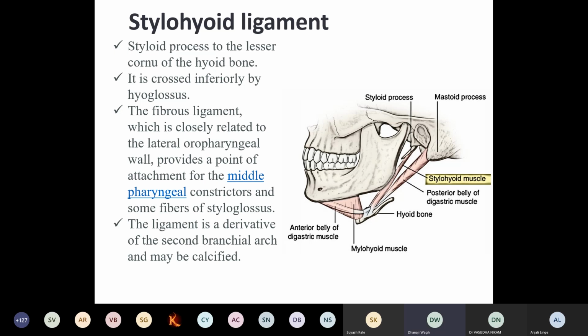From the styloid process to the lesser cornu of the hyoid bone. This is the stylohyoid ligament. It is crossed inferiorly by the hyoglossus. The fibrous ligament, which is closely related to the lateral oropharyngeal wall, provides a point of attachment for the middle pharyngeal constrictor and some fibers of the styloglossus. The ligament is a derivative of the second branchial arch and may be calcified.